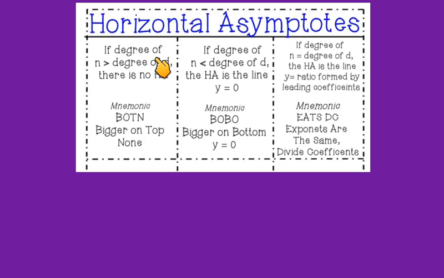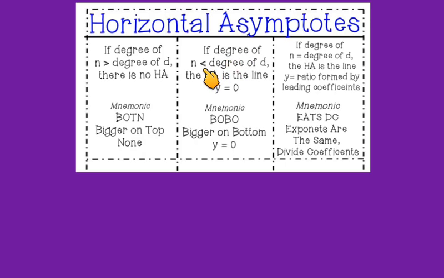So if the degree of the numerator is bigger than the degree of the denominator, then there is no horizontal asymptote. Now there is a little mnemonic device to go along with this. If the degree is bigger on top, there is none, or there is no horizontal asymptote. What about that? You're impressed, aren't you? That's going to make you all remember that there's no horizontal asymptote when it's bigger on top.